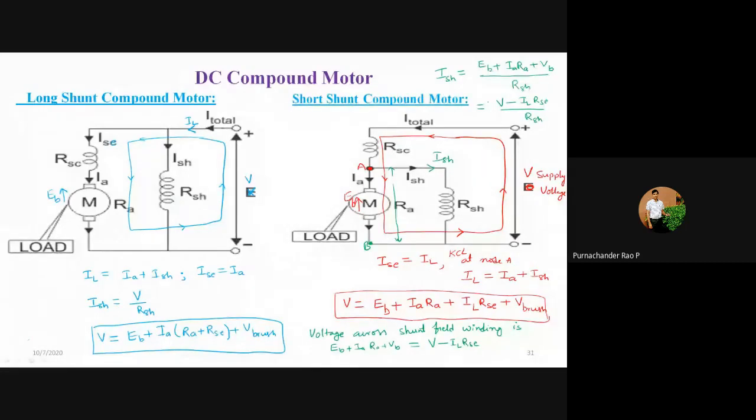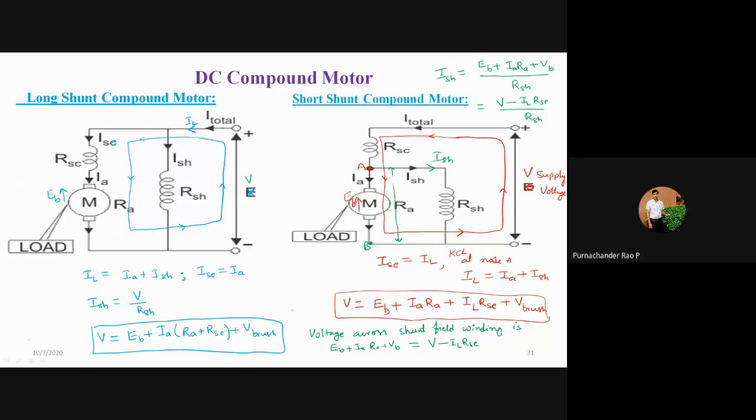So by using these voltage and current relationships, you can solve any type of problem, depending on the voltages and currents. Okay. Is it clear? Yes, sir. So shall I move to the next slide? Yes, sir.